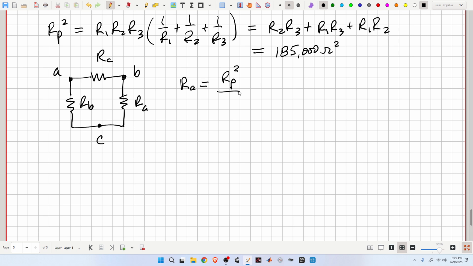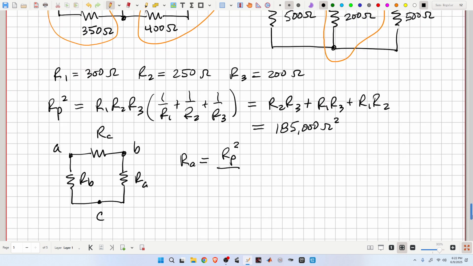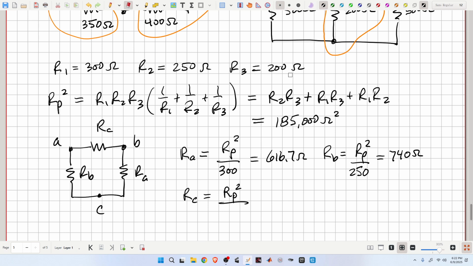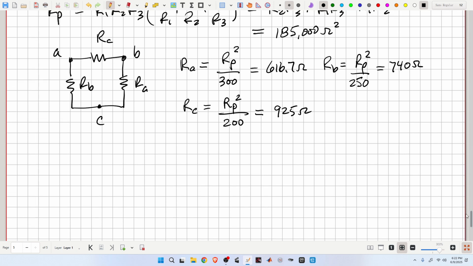Where RA equals Rp squared over R1, right, which is over 300. And to 4 digits, that's 616.7 ohms. Rb is Rp squared over R2 over 250. That's 740 ohms. And Rc is Rp squared over R3 over 200, which is 925 ohms. Those are all the 4 digits, 4 significant figures.